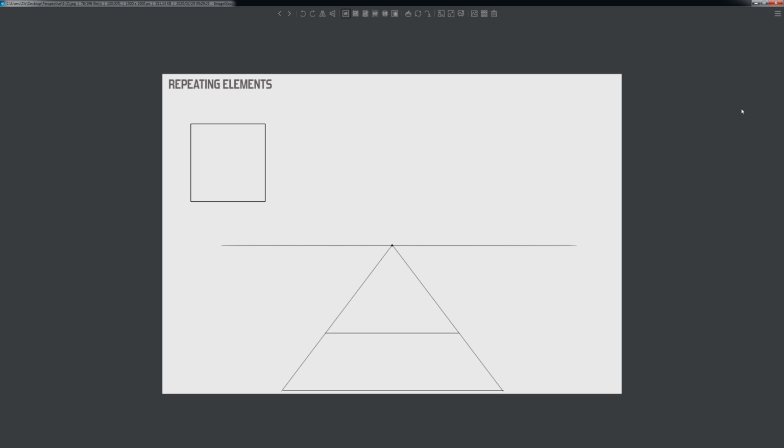You'll see this all the time. There's the common cliche drawing of telephone poles going back in space, railroad tracks, things that have symmetry to them and are repeatable when it comes to space. So how do we repeat elements in perspective?